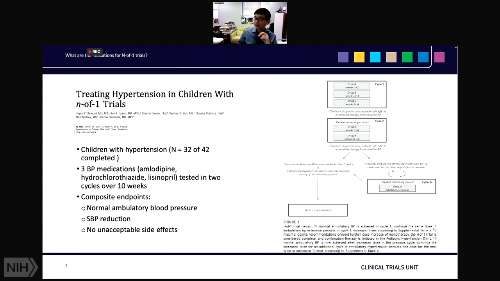medication based on a number of criteria. Basically, based on the ambulatory blood pressure, whether it's back in the normal range, whether there's a substantial reduction in the systolic blood pressure compared to baseline, and whether the drug has side effects or not. This information will be communicated to the patients, and then based on this communication, the participant will be asked to make a decision on what medication to use. So this is the first example of treating hypertension in children using N-of-1 studies.